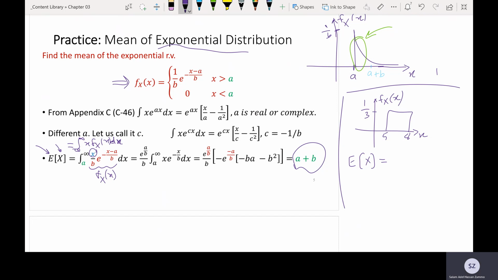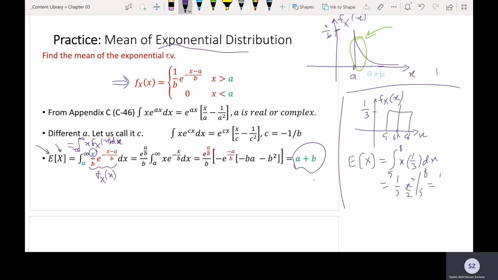6.5. Why? It's the midpoint. First of all, this is symmetric, right? This is the midpoint, which is 6.5, and you can see that it's symmetric, equal on both sides. If it's symmetric, then the average is the midpoint. However, if you want to calculate it, it's x multiplied by 1 over 3, integrated from 5 to 8, dx. If you integrate x, what do you get? X squared over 2, so it's 1/3 times x squared over 2 from 5 to 8.